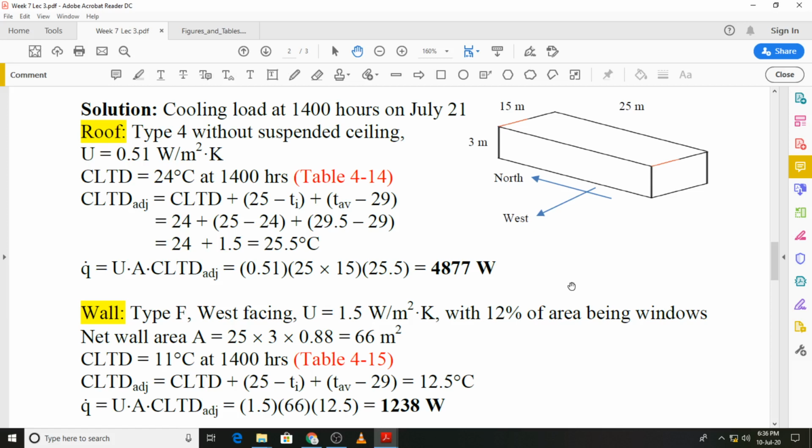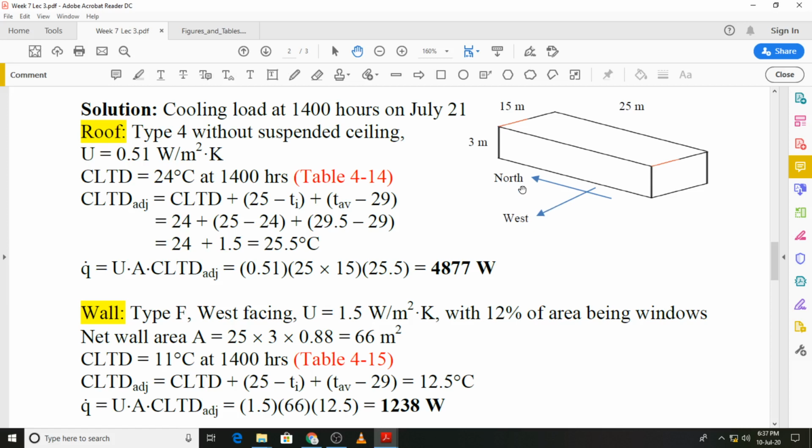The next part of the exterior heat gain is from the wall, and again the U value for the wall is given, and we are told that it is type F and it's a west facing wall. You will see that we need the orientation for the wall as well. So in the figure you can see the 25 meter by 3 meter wall is the one that is facing the west direction, and in this wall we also have windows which take up 12% of the wall area.